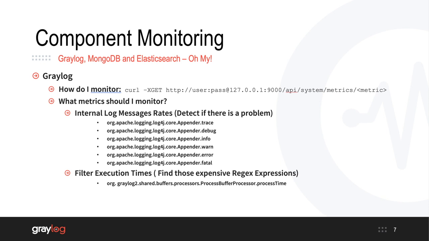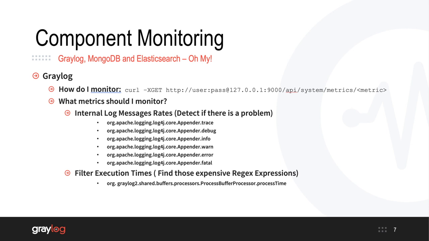Most administrator users would have this. You can also create your own through the permissions side of the house. But then you could have a user that can query these. And here I assumed the IP was on localhost. And then you go through the API and the system and the metrics. And then down below where all these additional metrics are, you'd put that in place of that metric field.